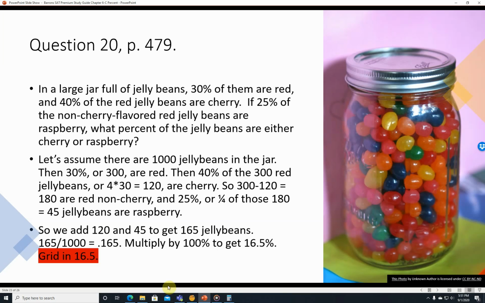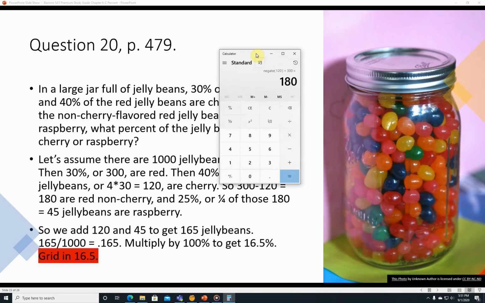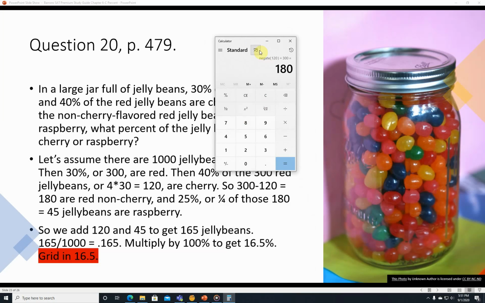So okay, so if we take 30% of 1,000, we go 1,000 times 30%, boom. So that's 0.3, that's 300. So then we take 40% of that, so there's 300 red jelly beans. Take 40% of that to find the cherry, so we just go times 40%, boom. That's 120. So then 300 minus 120, we'll just make that negative and add it to 300, is 180. So there are 180, and they tell you that 25% of the non-cherry flavored red jelly beans are raspberry, so we're just going to multiply that times 25%.